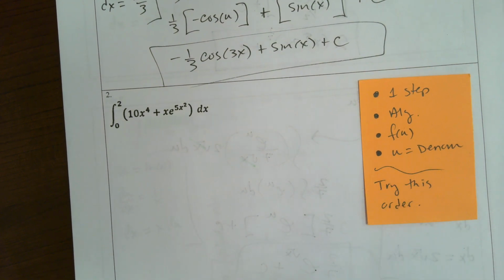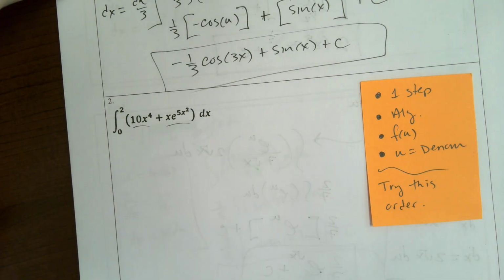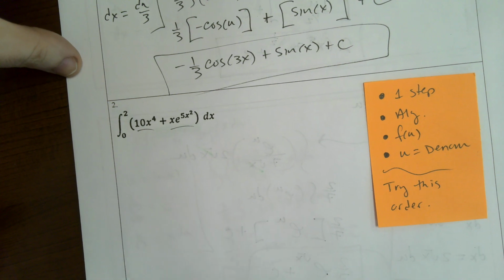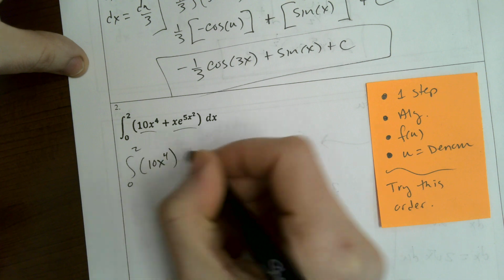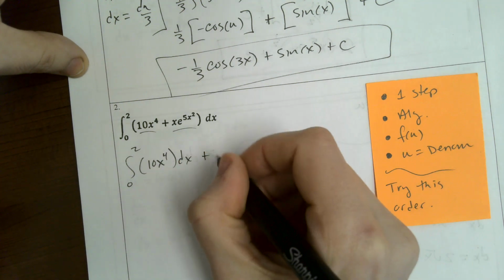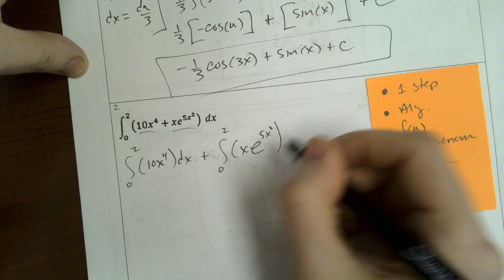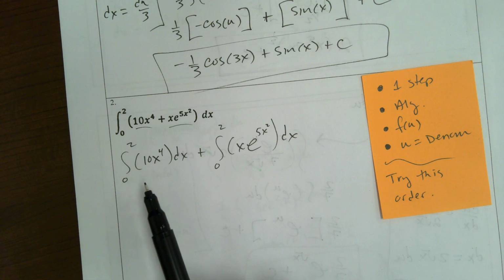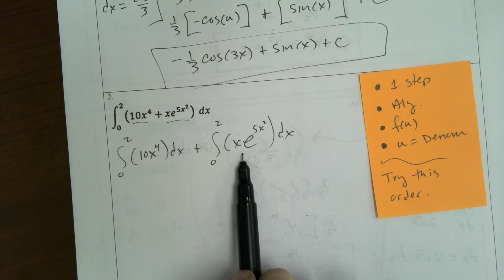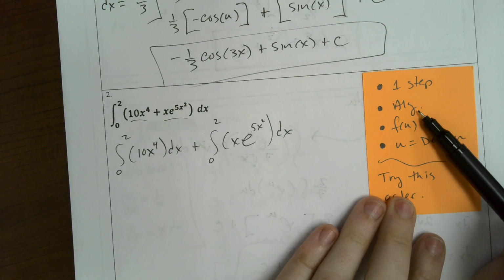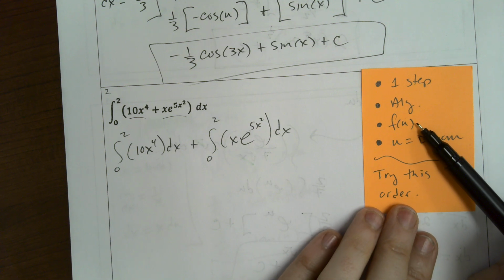Okay. So I'm looking at both of these terms. This one is a one step, but that one is not. Okay, so we're going to have to split this up into two integrals. So from 0 to 2, 10x to the 4th dx plus integral from 0 to 2 x e to the 5x squared dx. Okay, so now this is a one step. It's all ready to go. But I'll wait till this one is ready because this is not a one step. Can we do any algebra to make it a one step? No.